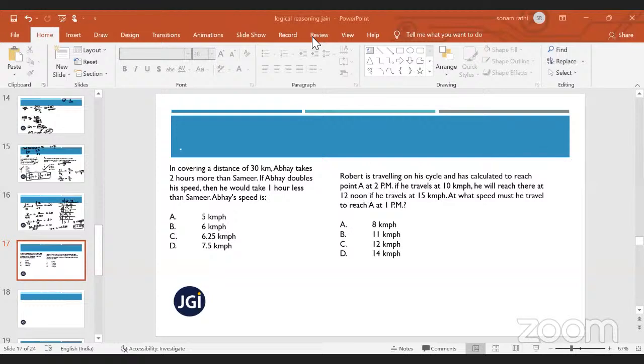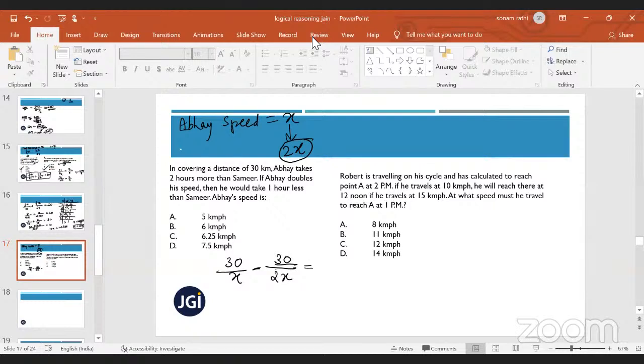Okay, let's do question number 1. In covering a distance of 30 kilometer, Abhay takes 2 hours more than Samir. Okay, and Abhay doubles his speed. Okay, so let's say Abhay's speed is, let's say, x. Then he doubles his speed, makes 2x. Correct? So first time 30 upon x, second time 30 upon 2x. Right? And the difference is how much?